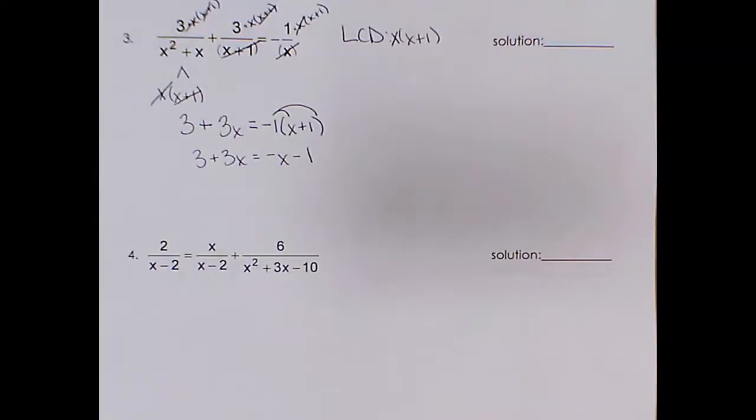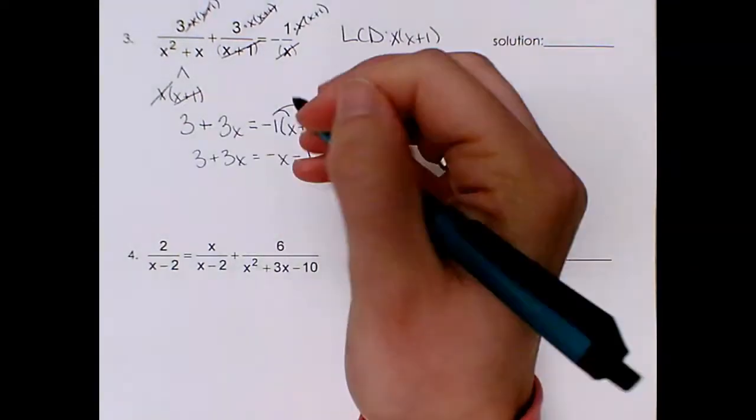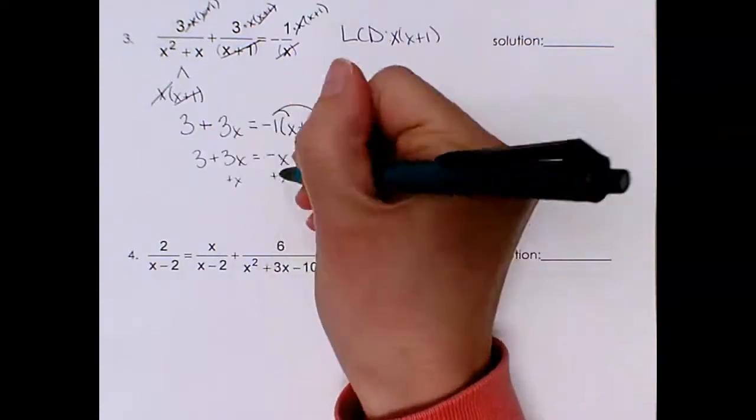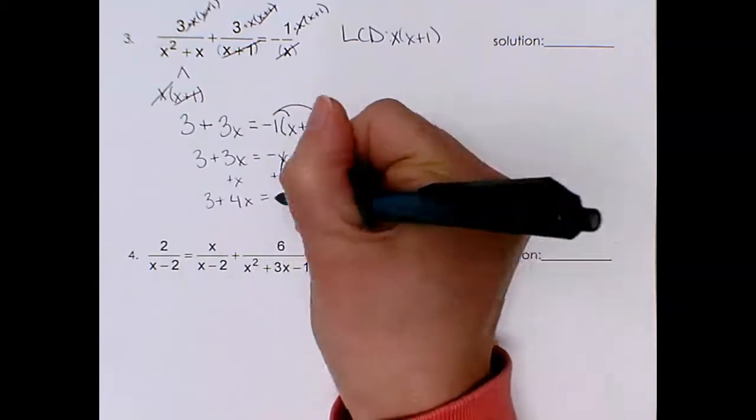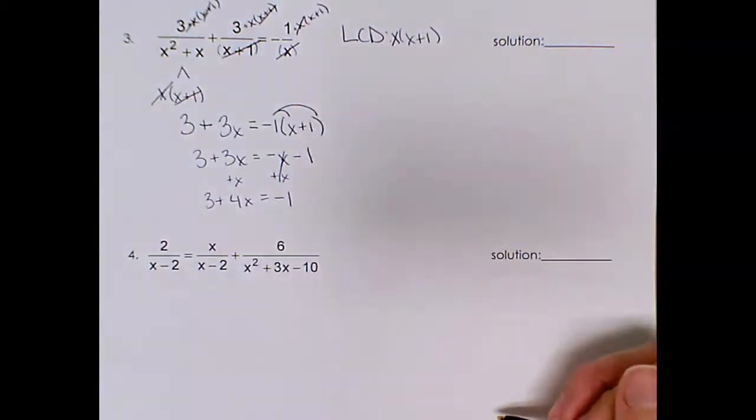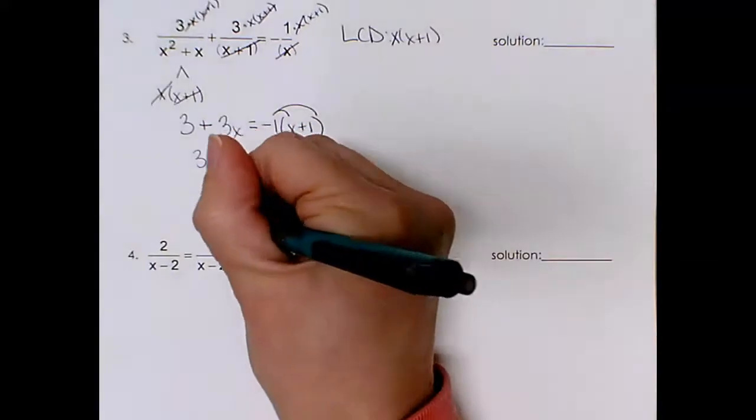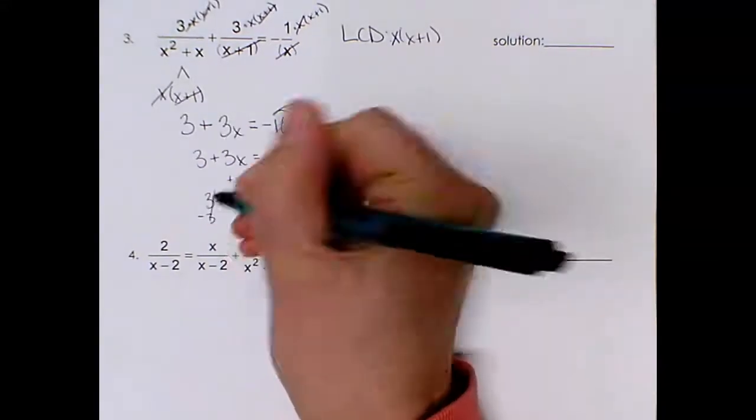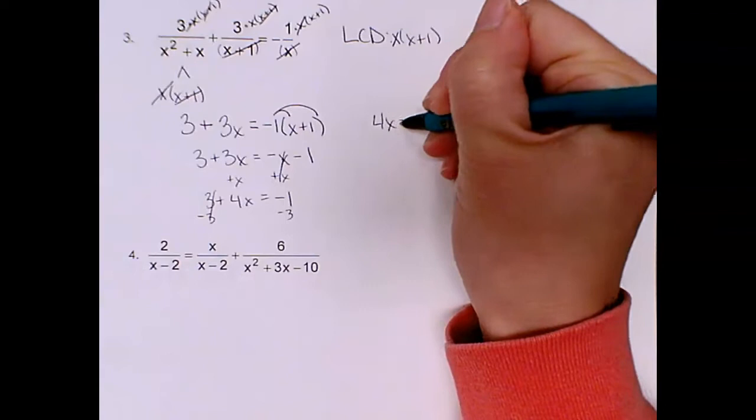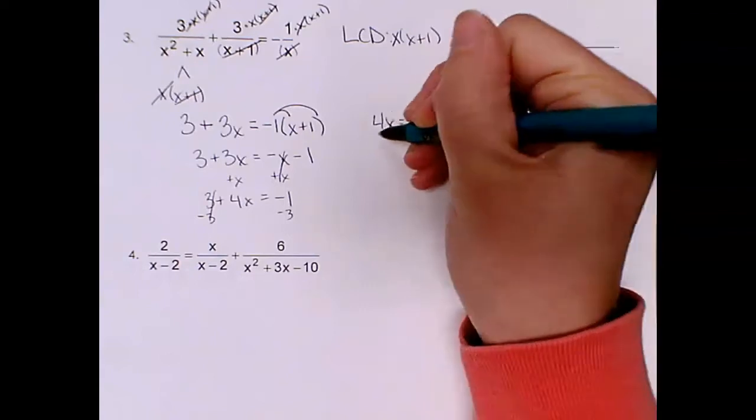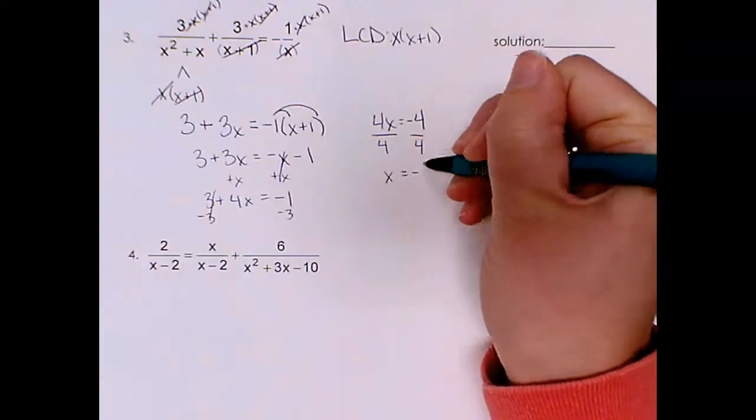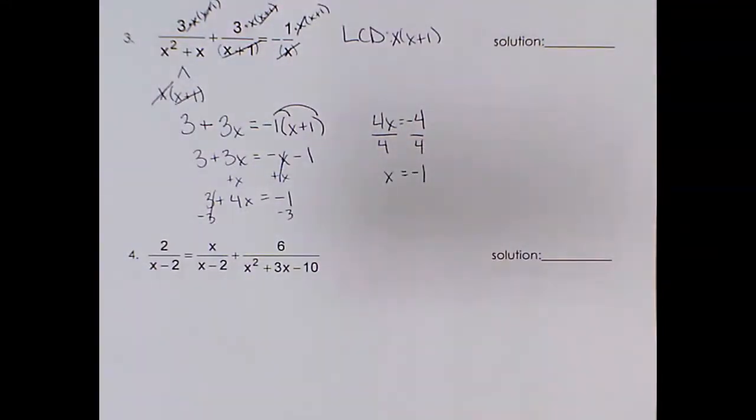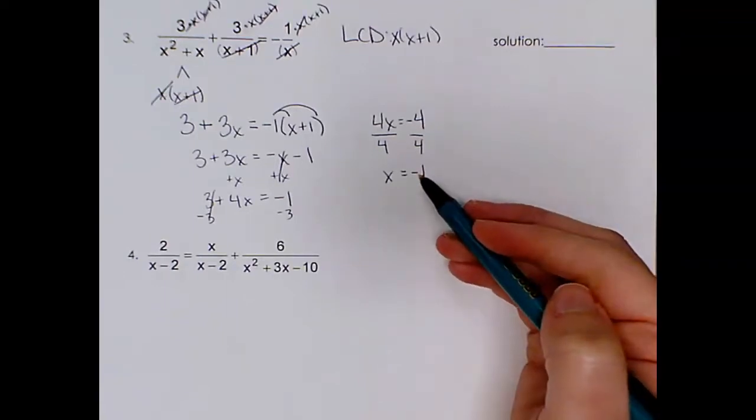I need to solve my equation for x, so I'm going to move my x's to be together. So I'm going to add x to both sides. I have 3 plus 4x equals -1. And now I'm going to do what I've done in the last two problems. I'm going to move my constant. I'm running out of space though. 4x equals -4. And I'm going to divide by my coefficient. X equals -1.